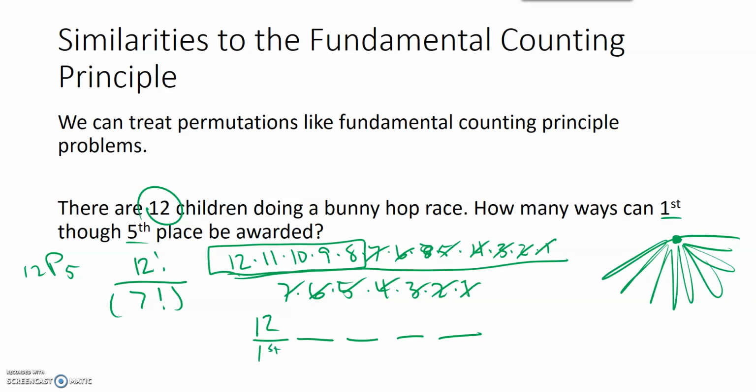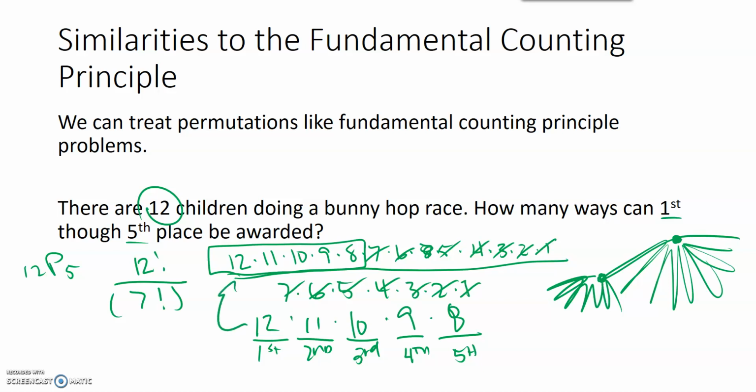Now, if somebody's already won first place, how many people could win second? Well, there's 11 people left. So I would take this node, all of those, branch it out 11 times. Okay, that would be my second place. Third place, how many people, one person's going to get it, but how many people could get it? 10. Fourth place, 9. Fifth place, 8. Well, those values there, the ones I did the fundamental counting principle way, are the same that I get up here when I use my formula and I cancel things out.